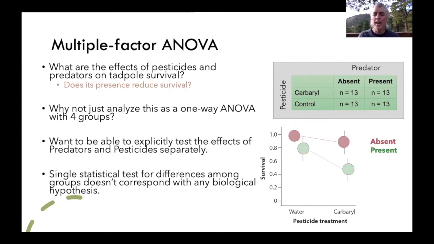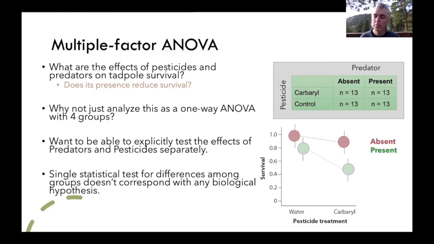And this approach then acknowledges that there are consistencies among these treatments. These 2 treatments in the reddish color represent the absence of predators, while those in the greenish color represent the presence, and the bars on the left represent the water treatment, and the bars on the right represent the exposure to our pesticides. So the idea here in a 2-factor ANOVA is that these aren't just 4 arbitrary groups that we want to compare, but there are logical connections between these groups that allow us to test explicitly these 2 biological hypotheses at the same time.